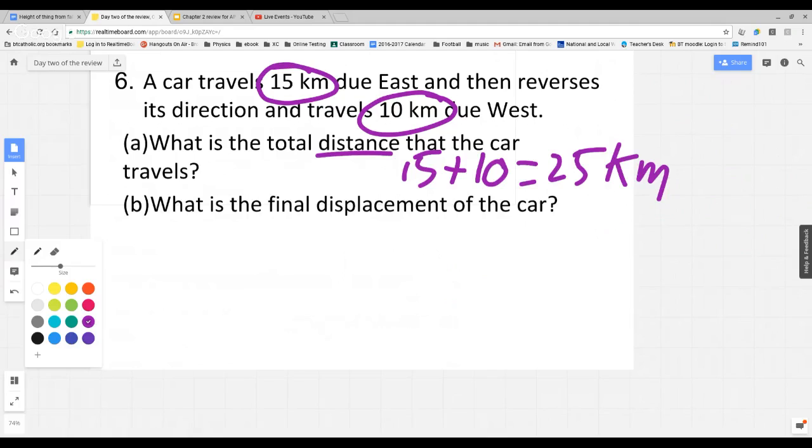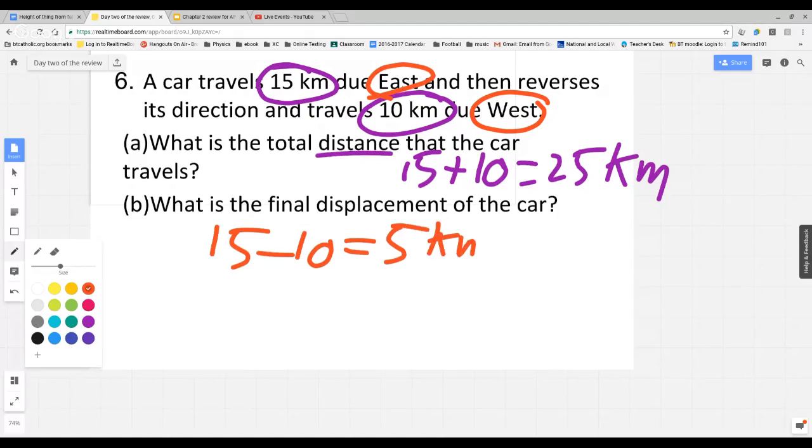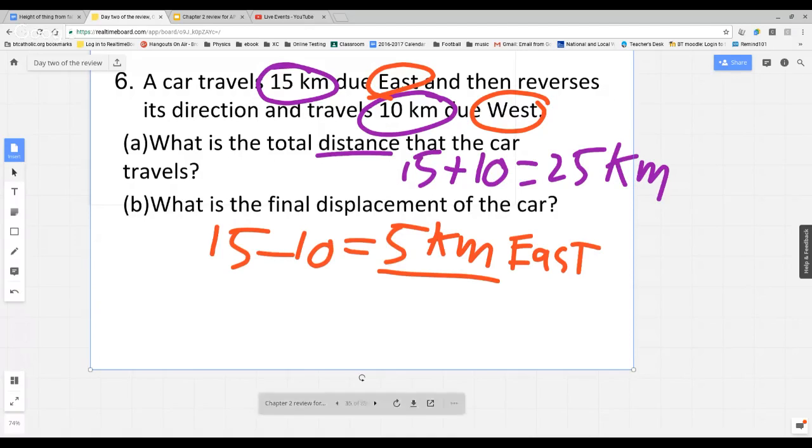All right. Displacement is special. It is from where you started. It's going to be 5. So if you went east and then you went west, those are not the same direction. You have to subtract. It's going to be 15 minus 10 equals 5 kilometers. But that's not the final answer because displacement has direction. Which way did it go? It went east. There's the answer.